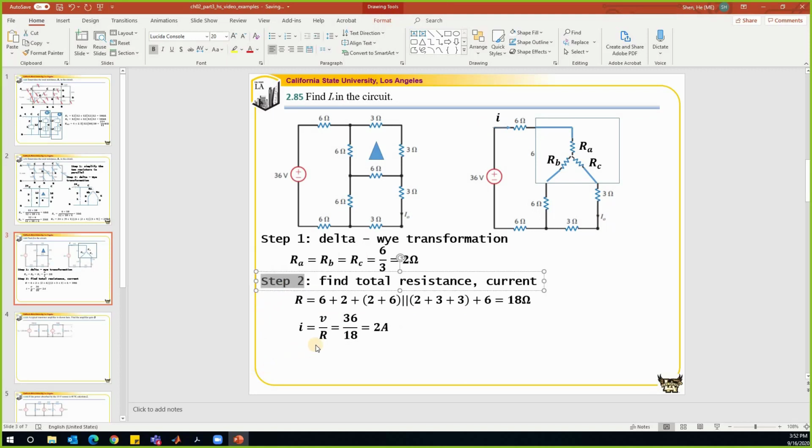So step 3, we'll be able to find IO by using the current division. So we know that IO is part of this total current, and the ratio depends on the resistance in the two branches. The resistance in the right branch, that is RC, 2 plus 3 plus 3, so that is 8. The resistance on the left branch, that is 2 plus 6, that is also 8. So it means it's half of the total current. So that is equal to 1 amp.